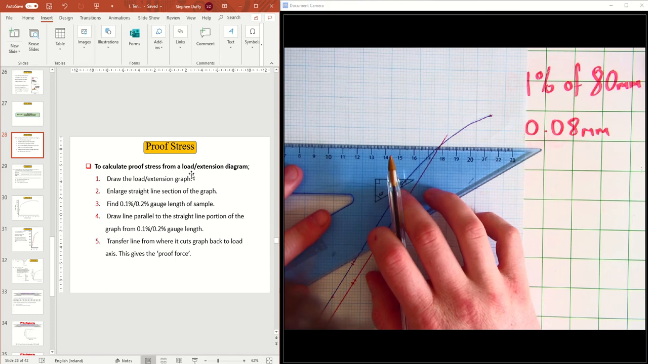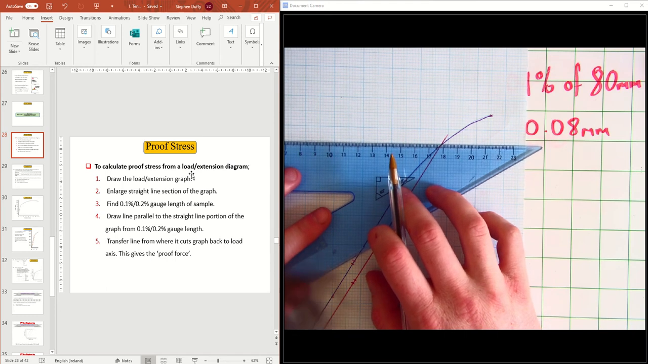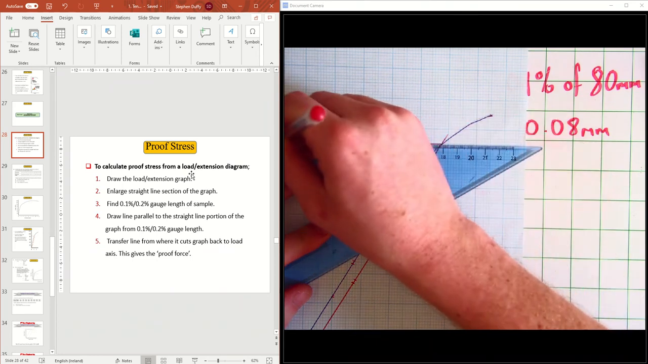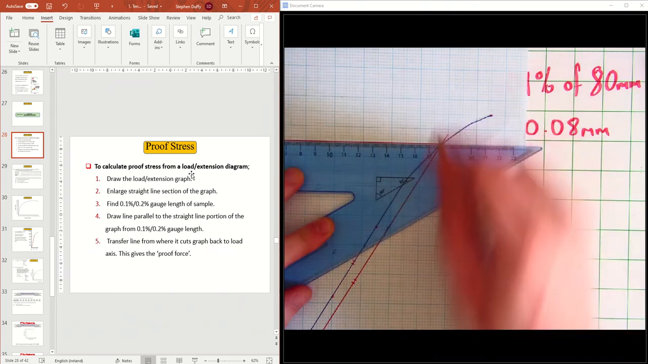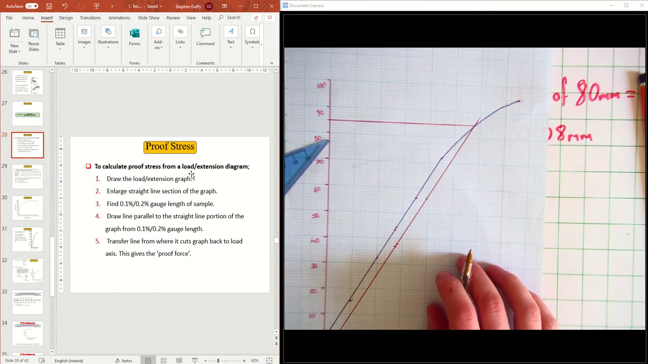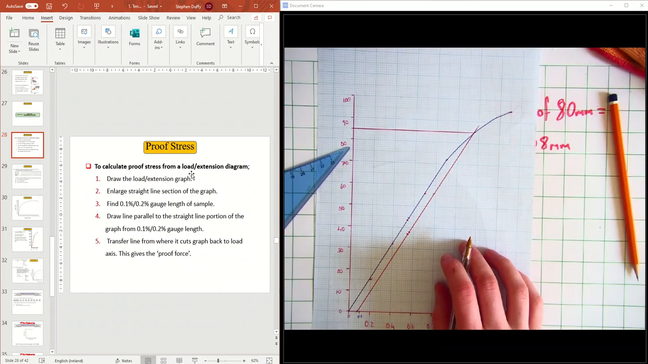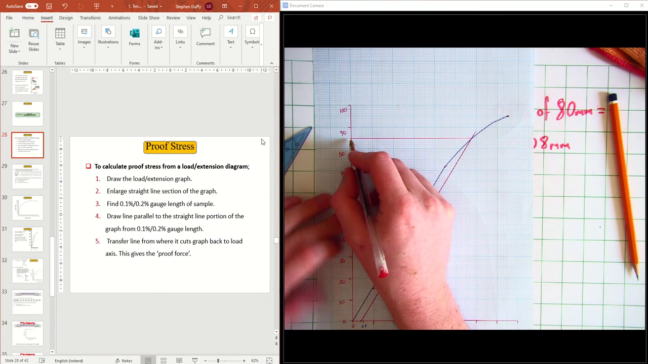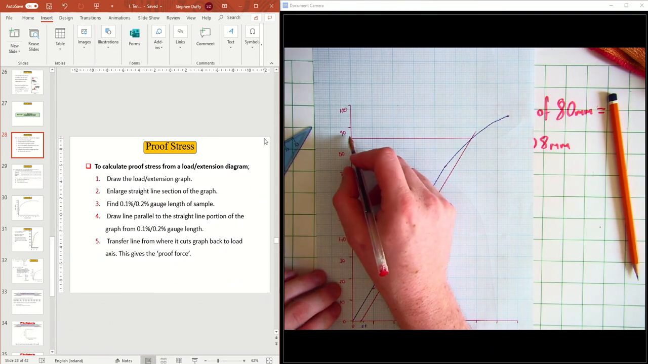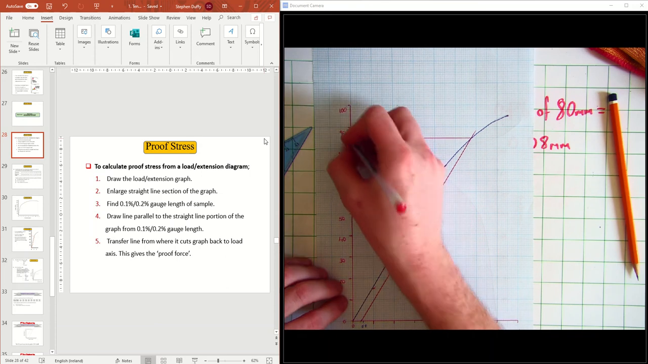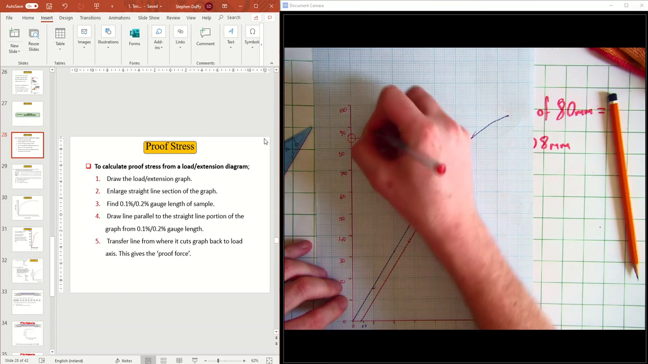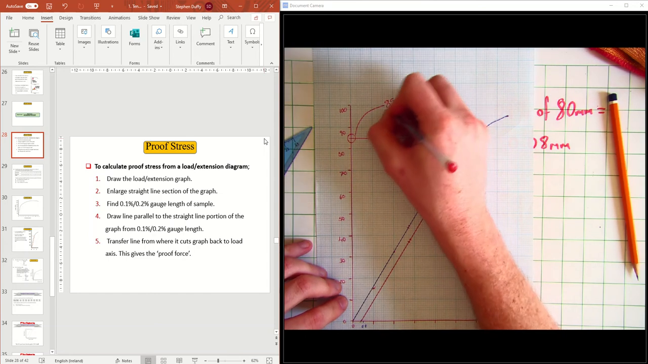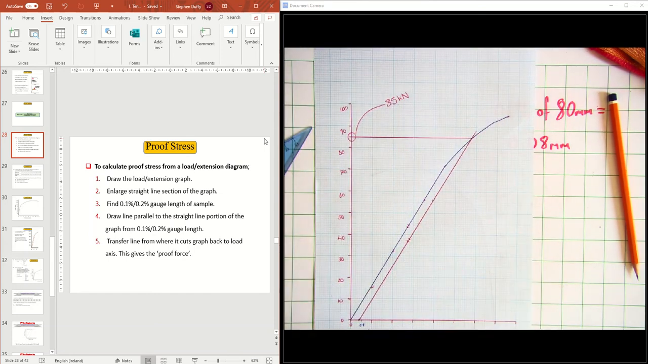From that I'm going to draw a horizontal line, like this. So now the value I get here is going to be what's known as my proof stress, or proof load or proof force. So at that point there, we read the value, and it's coming out as 85 kilonewtons. So my proof force is 85 kilonewtons.